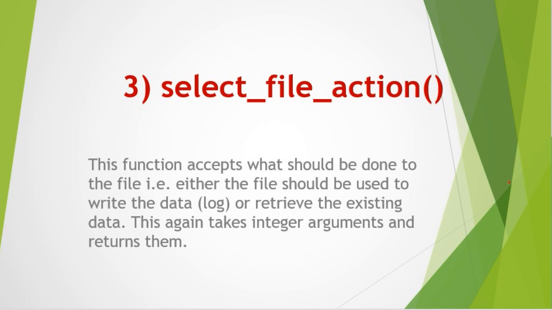The third one is select file action. This function accepts what should be done to the file. Example, either the file should be used to write data or retrieve the existing data. This again takes integer arguments and returns them.